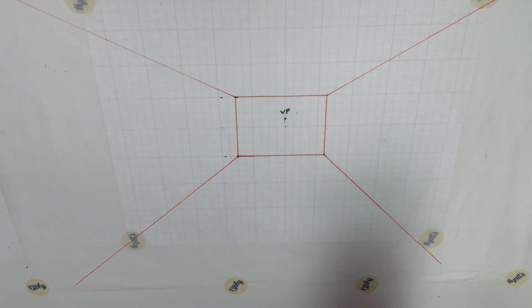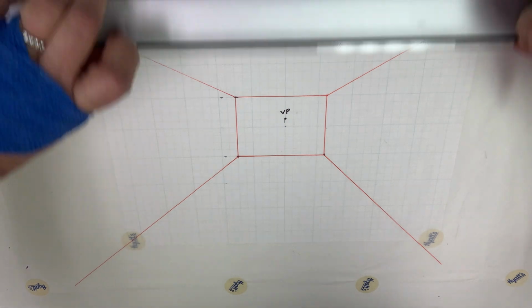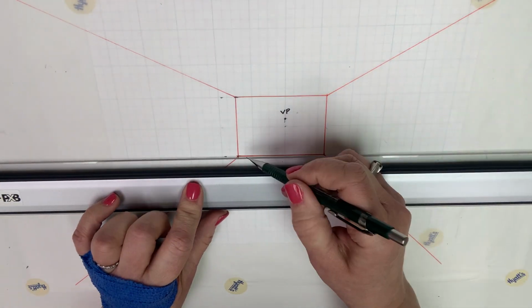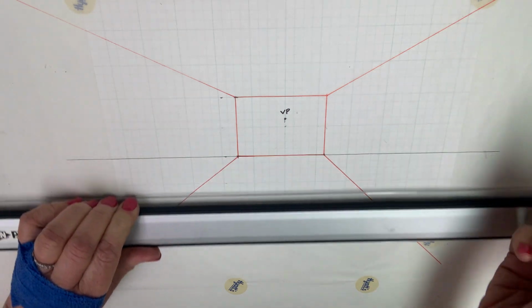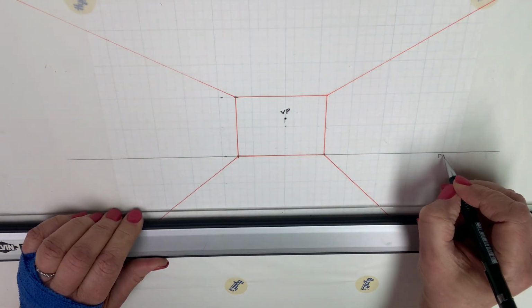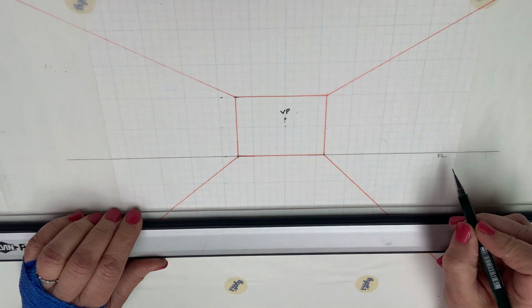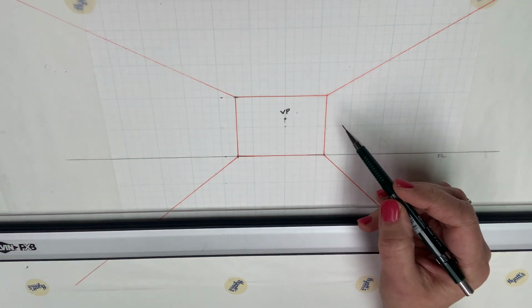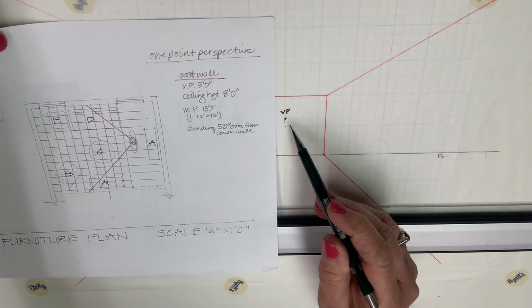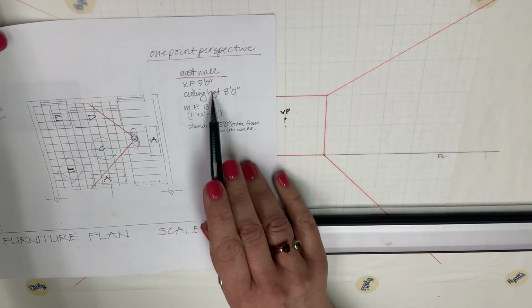The next thing that we need to establish, and I'll just do this in pencil, it's not as critical, is the floor line across the bottom here. So we need to have that, I'll just label it as FL. If you can see that with the floor line, that is our base. And then the VP is 5 feet up off of the ground, what we were speaking of.